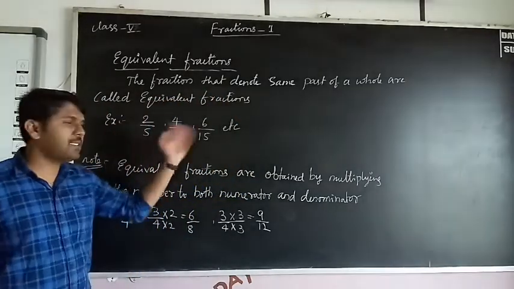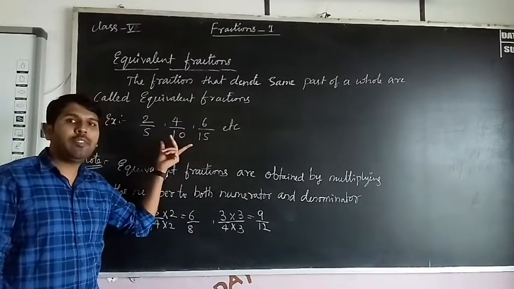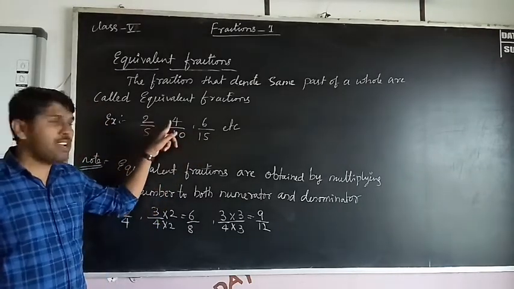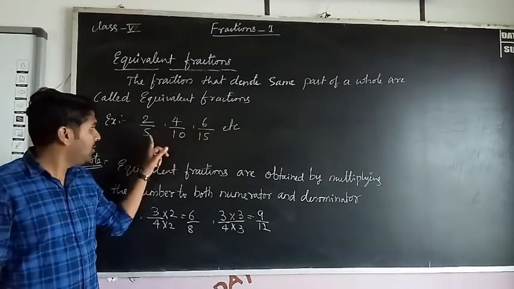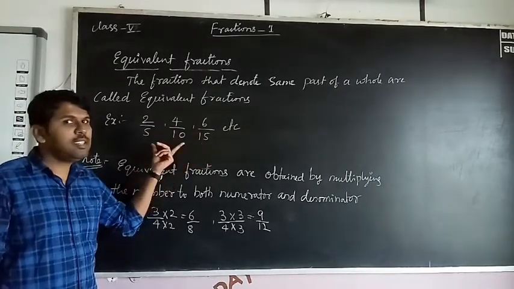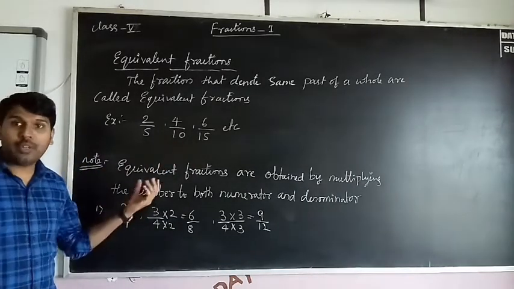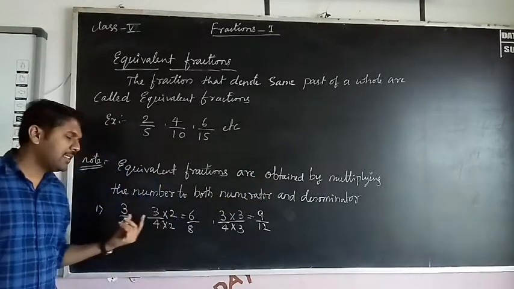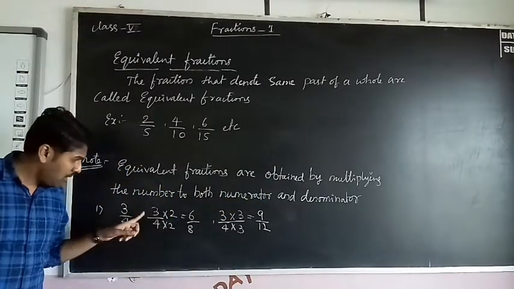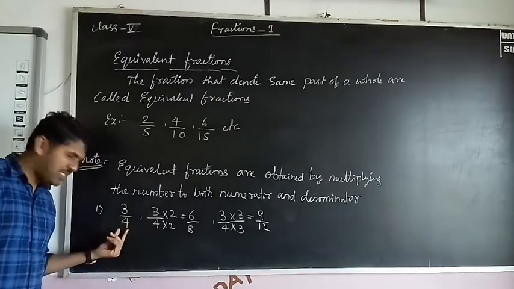So these are the examples. 2 by 5, 4 by 10, 6 by 15 are equivalent fractions. Why? Because 2 2s are 4, 5 2s are 10, 2 3s are 6, 5 3s are 15. That means these are equivalent fractions. Next, how to get the equivalent fractions: they are obtained by multiplying the same number to both numerator and denominator of the original fraction.